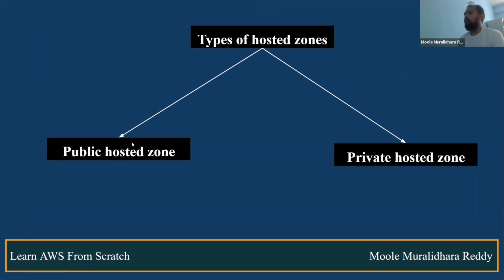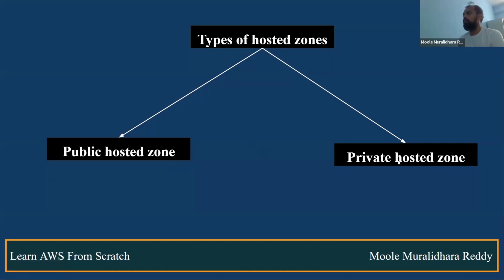Let's take an example. We create a public hosted zone especially for production. The reason is production is live. For example, google.com, amazon.com, flipkart.com, everything is over the internet only. So the record should be in a public hosted zone only.